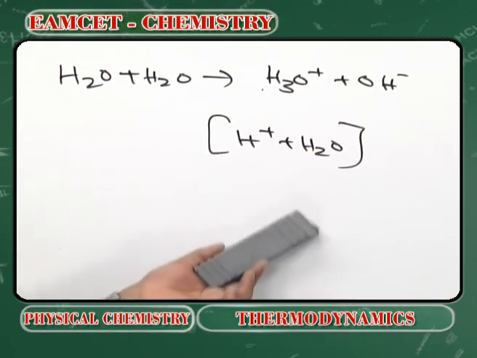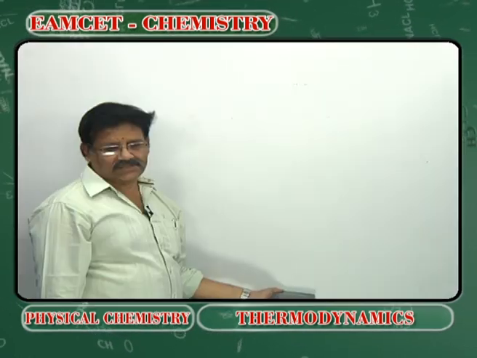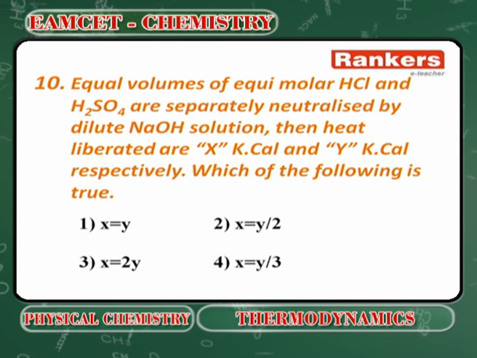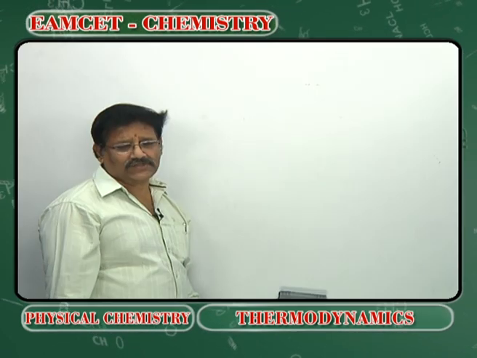So heat of the reaction will be 57.3 kilojoules only. Next, equal volumes of equimolar HCl and H2SO4 are separately neutralized by dilute NaOH. Then heat liberated is X kilocalories and Y kilocalories. What is the basic definition of the heat of neutralization? The amount of heat evolved when 1 gram equivalent weight of an acid is exactly neutralized in aqueous solution.